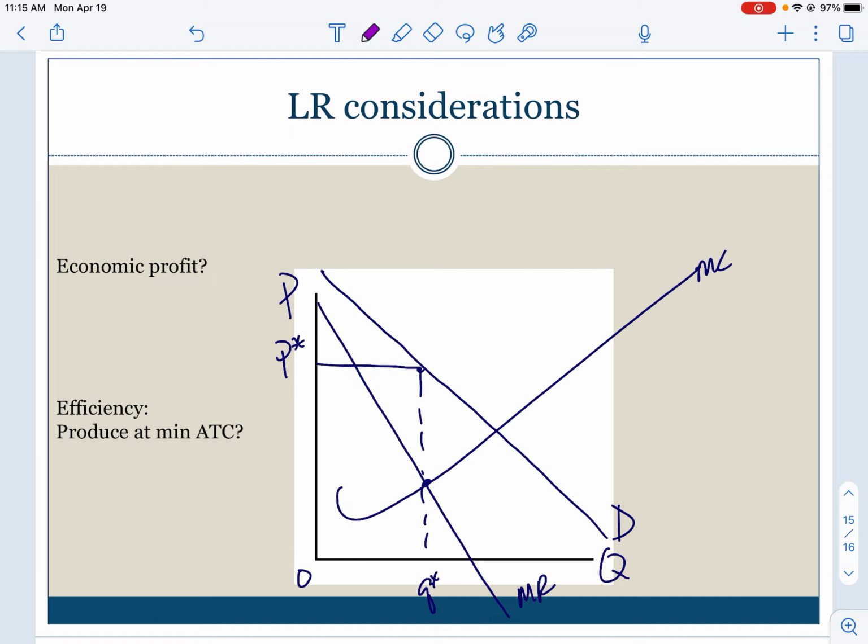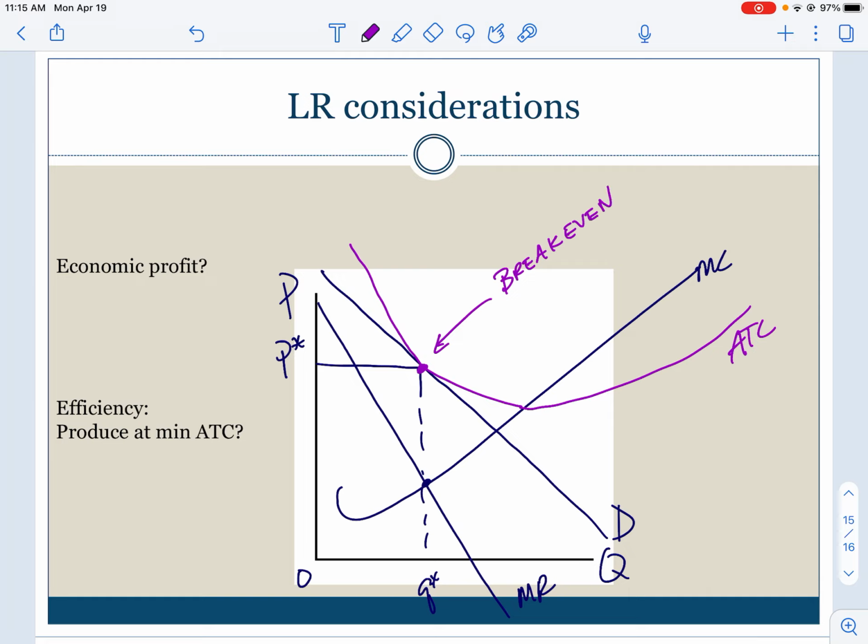We know that in the long run, economic profits invite entry and economic losses lead to exit. So the long run scenario, not surprisingly, is one of economic break even, which we usually show as the average total cost curve just hitting the demand curve right there. So the long run scenario is one of break even.